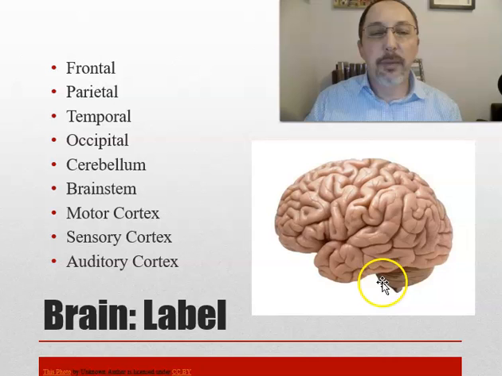Below that, at the base of the brain, you can see the cerebellum, and here a little bit of the brain stem. The motor cortex is at the posterior portion of the frontal lobe, right in front of the sensory cortex in the parietal lobe. And the auditory cortex is at the very top of the temporal lobe, right in the middle of this top part of the temporal lobe here.